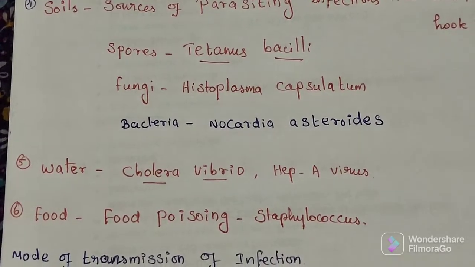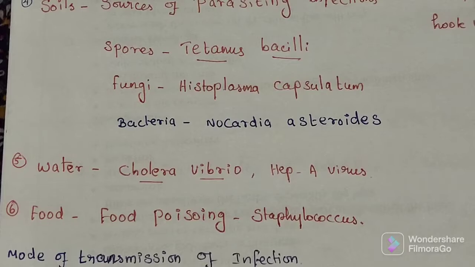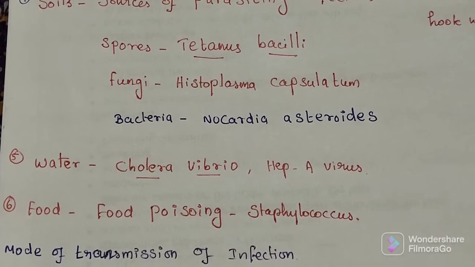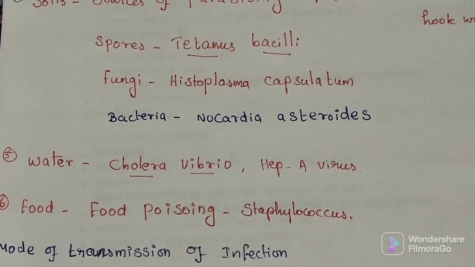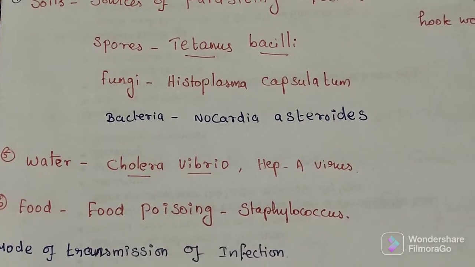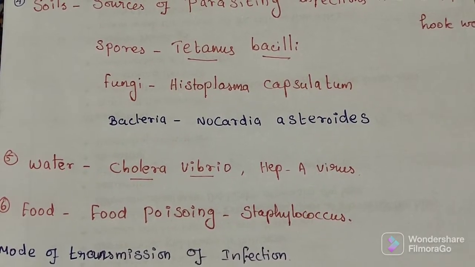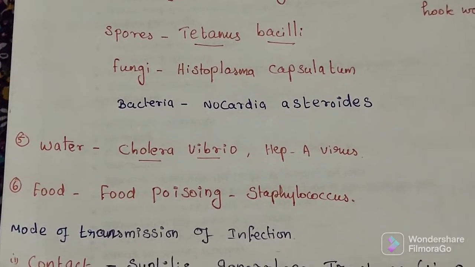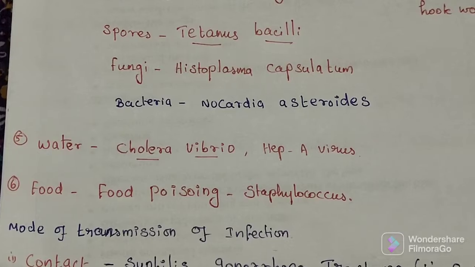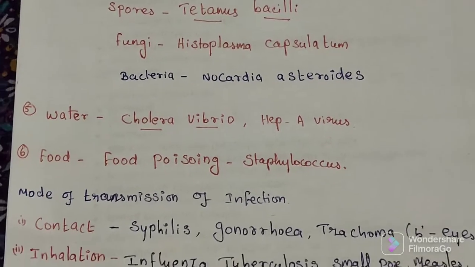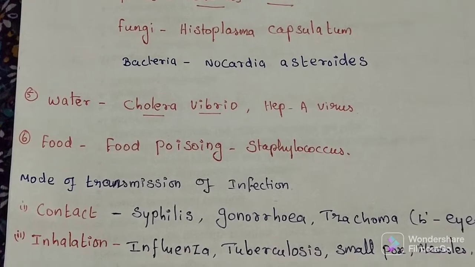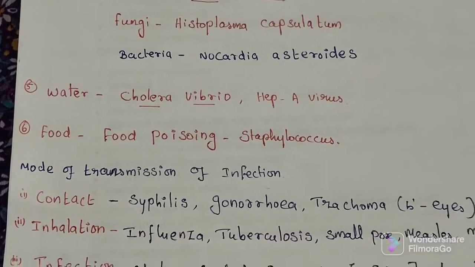Next one is water, contaminated with pathogenic microbes. Waterborne infection, for example cholera vibrio, and infective hepatitis A viral infection. Then food: contaminated food may be a source of infection. External contamination, for example food poisoning, mainly staphylococcus.